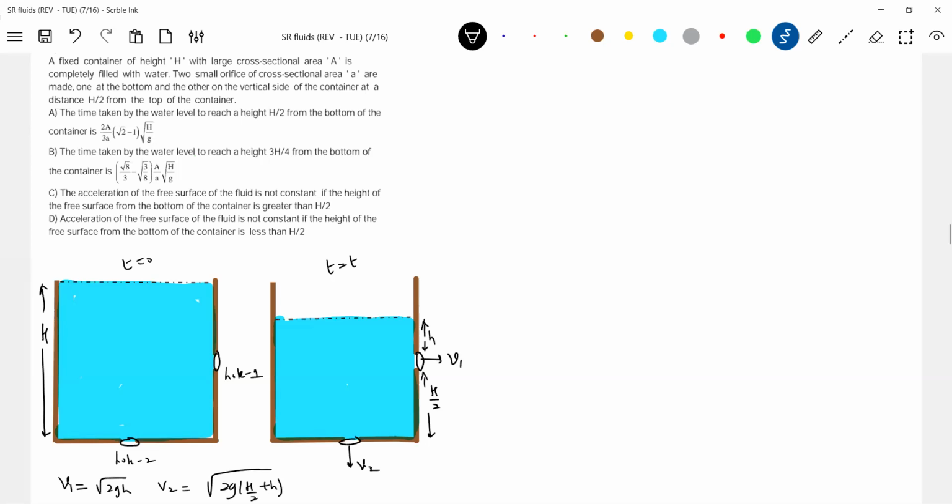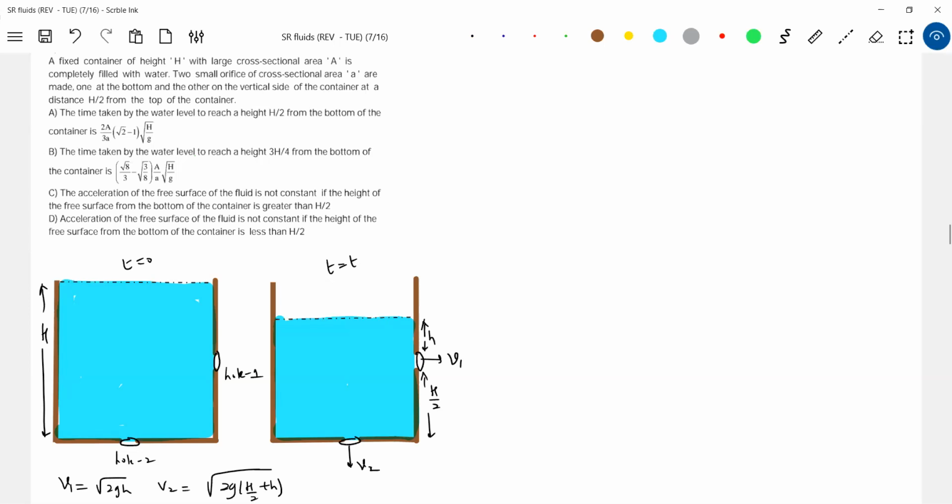Please make practice. Don't write Bernoulli's theorem. Don't do all so much lengthy, because you know enough concept. What is velocity of efflux? It depends on depth. What is the depth of second hole? Capital H by 2 plus small h. Make practice of directly writing velocity of efflux. For this also don't write Bernoulli's theorem. That's my suggestion.